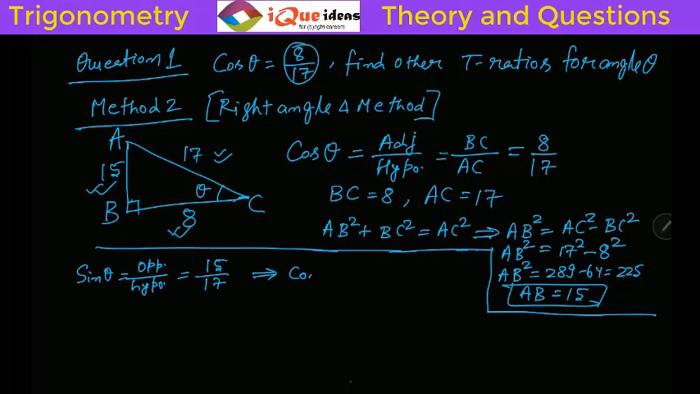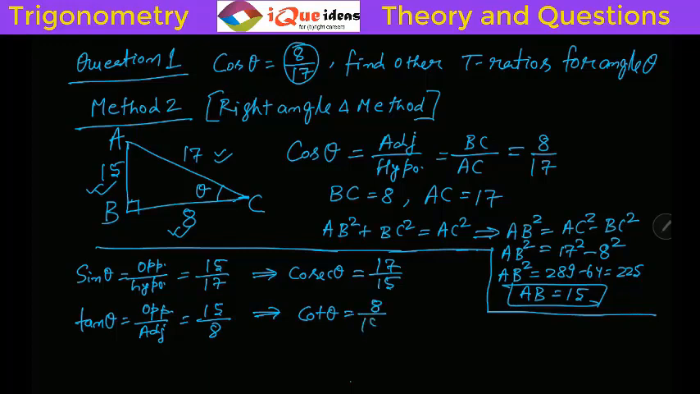Inverse of sine will be cosec theta. So cosec theta is straight away from here 17 by 15. Similarly, tan theta can be calculated as opposite upon adjacent. Opposite side is 15, adjacent side is 8. From here we can inverse and we can get the cot theta value, that is 8 by 15. And cos theta was already given, cos theta is 8 by 17. So from there itself we can calculate sec theta as inverse of cos theta, that is 17 by 8.